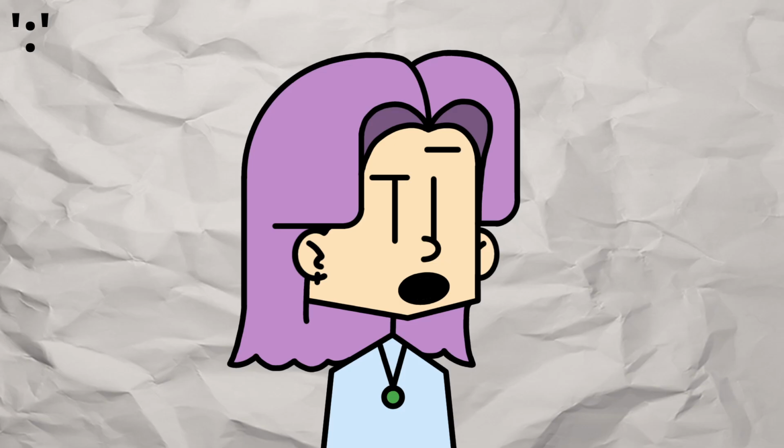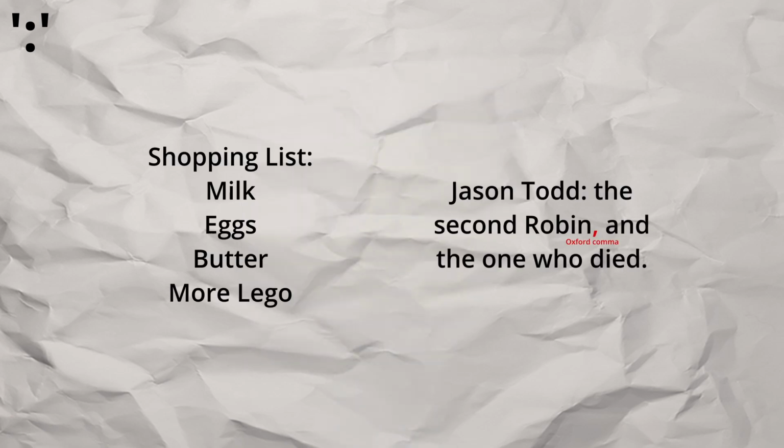But what if you want to write your shopping list? Well, you would use a colon. Colons allow you to segue into giving precise information in the form of a list or a definition.